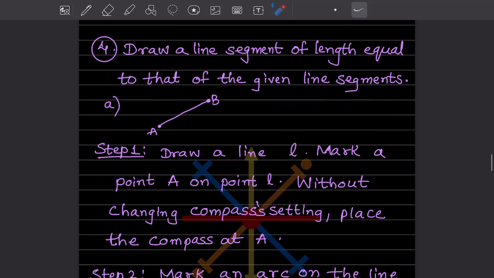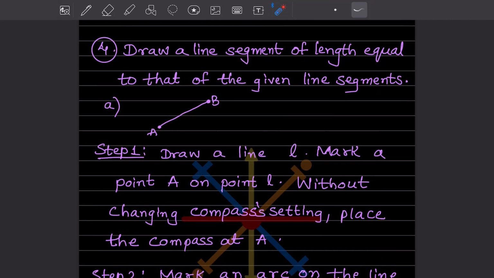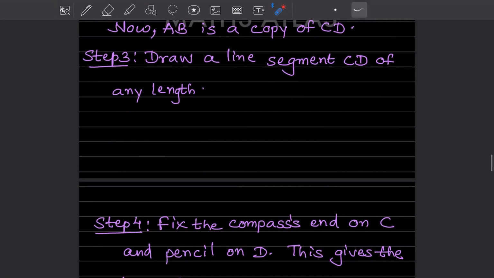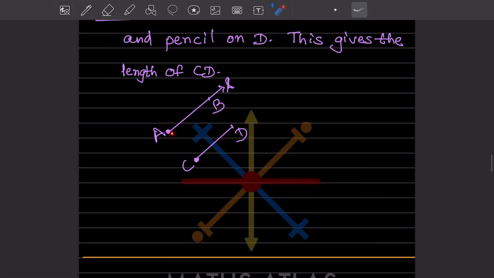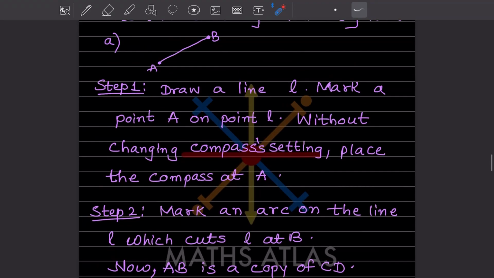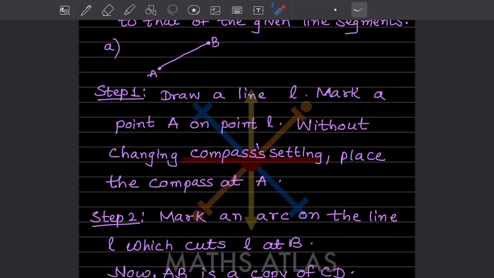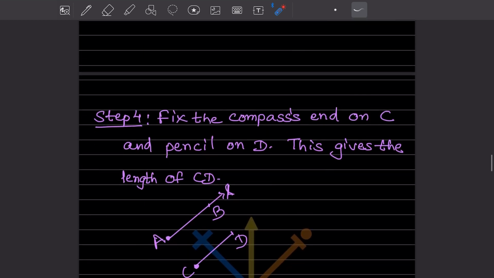So the next question says to draw a line segment of length equal to that of the given line segment. So now this is given. What you are going to do is draw a line L and mark a point A on line L. Can you see here, you are going to draw a line L and mark a point on this one, A. And without changing the compass setting, place the compass at A.